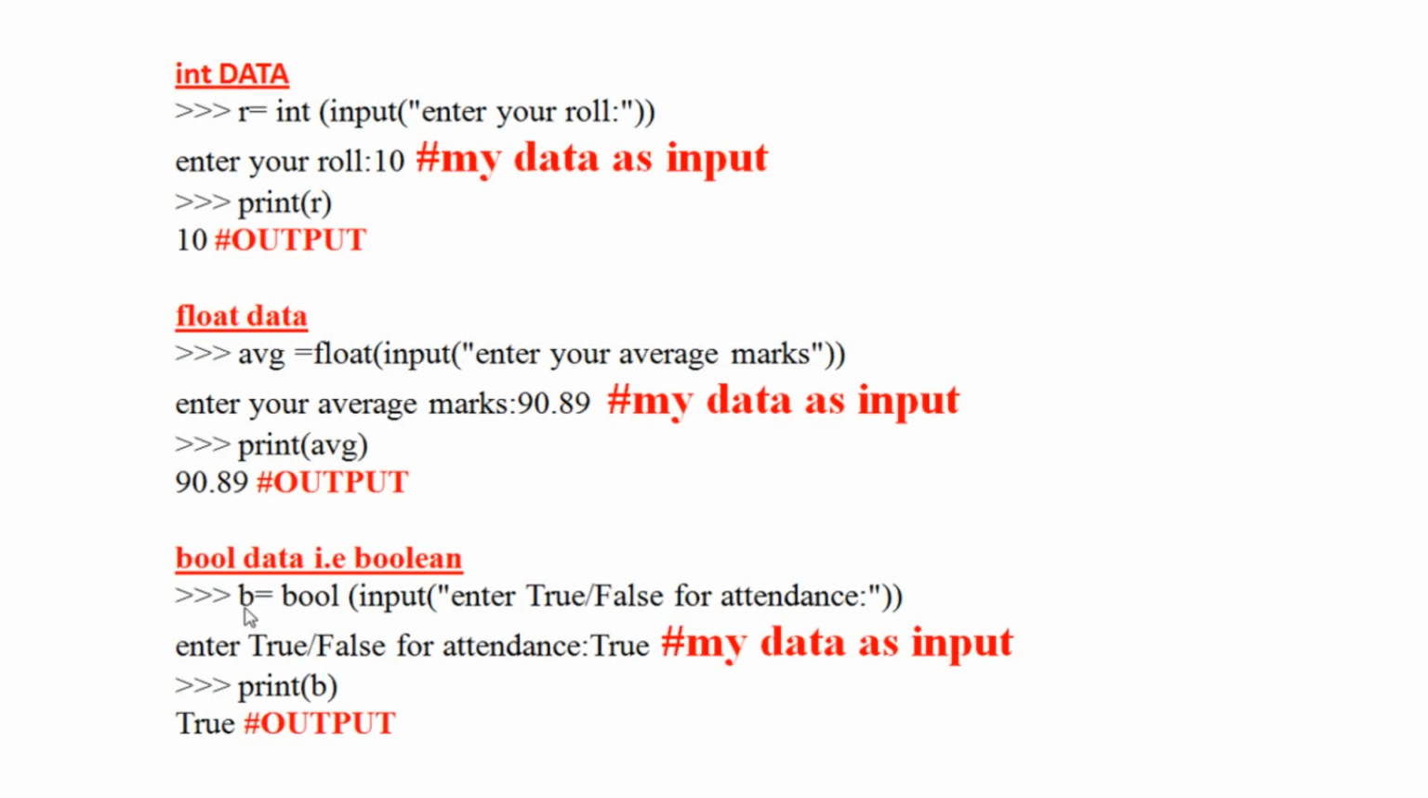Similarly, for bool data, that is boolean, what do you say? Input command as it is, you say enter true or false for attendance. So either you enter true or false, mind it, T should be capital and F should be capital. So this is my entire input command. This is getting converted into boolean type, and the data true or false goes in B. Okay, so this is my input. I have entered True. So if you print B, what will be printed? True.